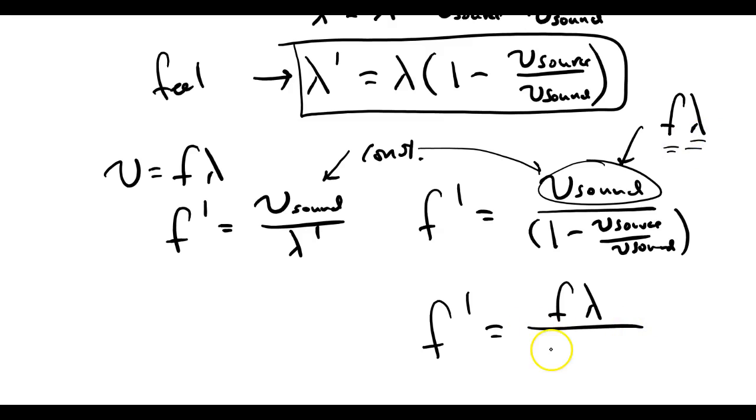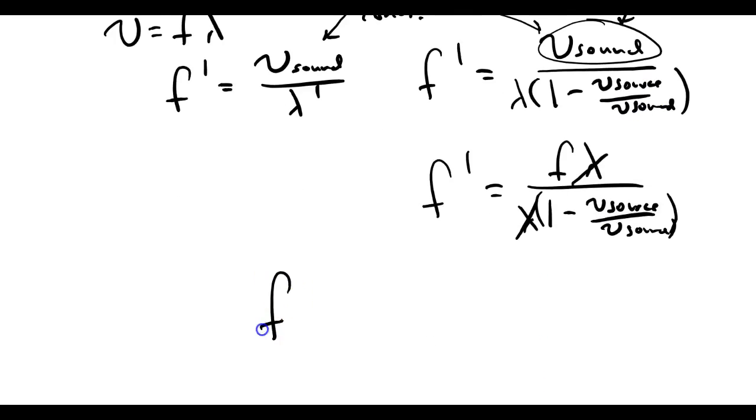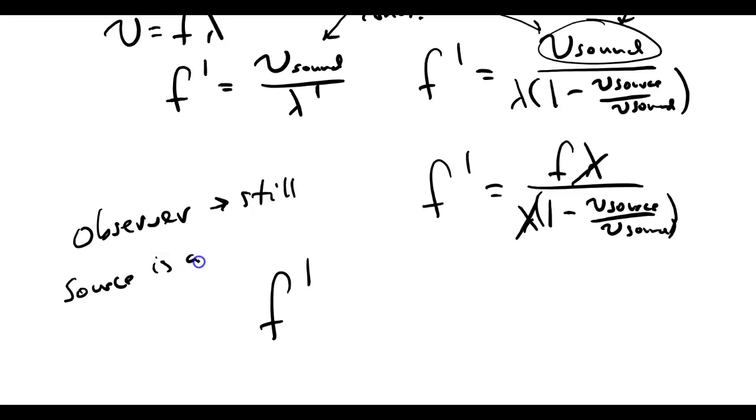And then 1 minus v source all over v sound. Oh, and I forgot to plug in the wavelength right there, so that should be right there, and that should be right there. And so I'm going to cancel those two things out. And so I get the perceived frequency, this is for an observer who is still, and the source is approaching.